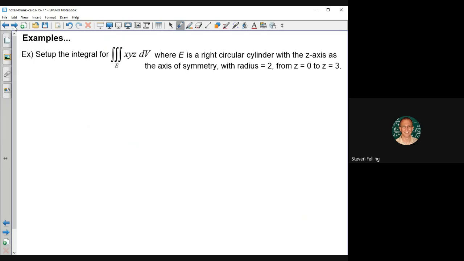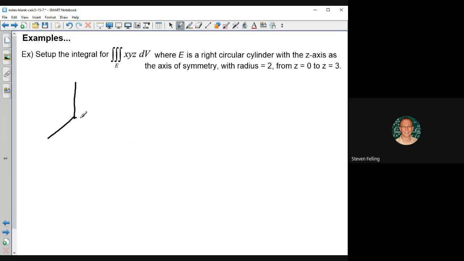All right, and then let's do a couple of integration problems. Set up the triple integral of xyz over some volume where E is a right circular cylinder with the z-axis as the axis of symmetry with a radius of 2 from z equals 0 to z equals 3. So let's try sketching that first.